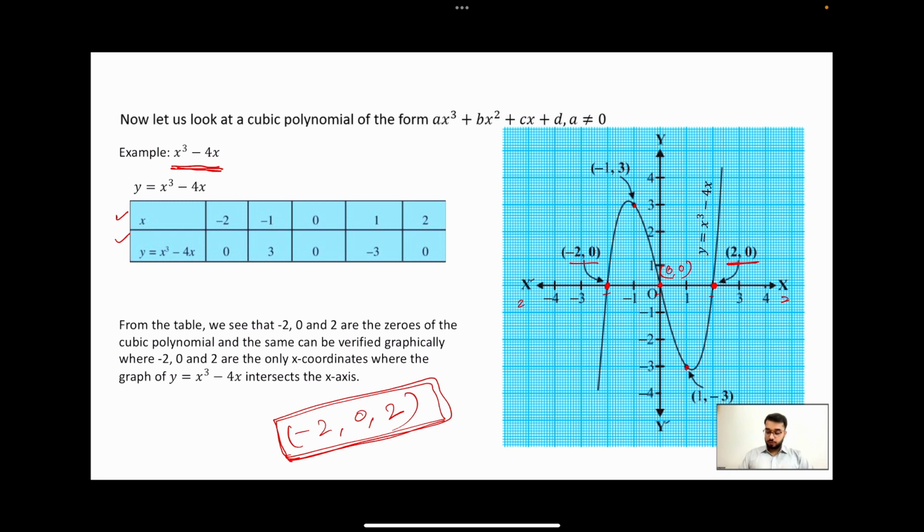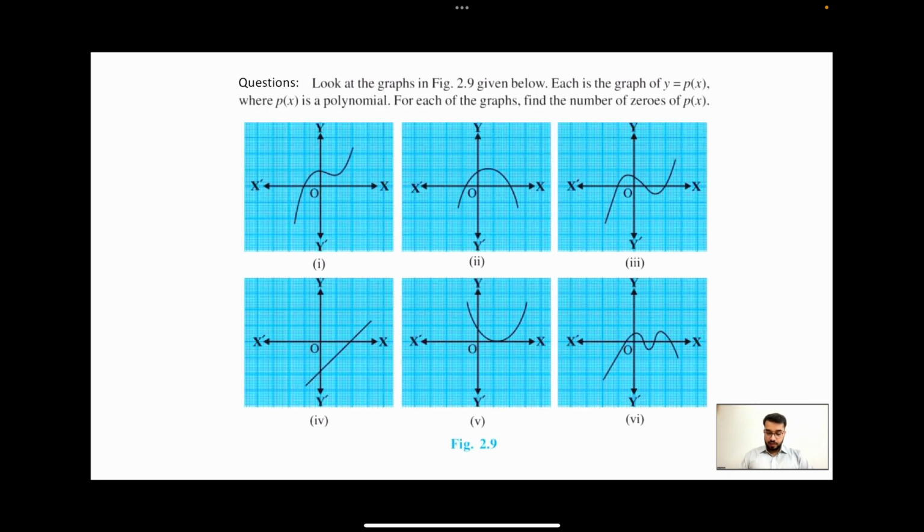Okay, so now moving on. I've prepared some questions that you can do after seeing this video. These are pretty easy questions. What you have to do is find the number of zeros of p(x). p(x) is a polynomial, and by the shape of the graph that you can see, you will be able to guess which degree of polynomial it is.